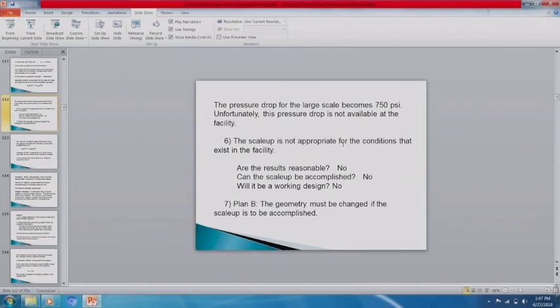Now that becomes, that's basically not available at the facility, right? So we wind up having an equipment limitation. We don't have this pressure to be able to, scale up is not appropriate. So we have results accomplished, no. Can scale up be accomplished, no. Results reasonable, no. Will be a working design, no.